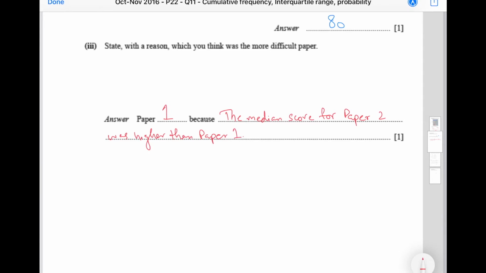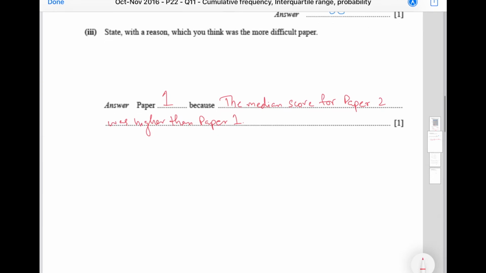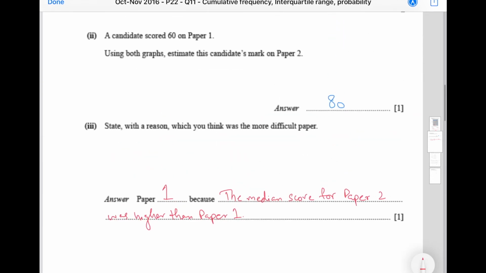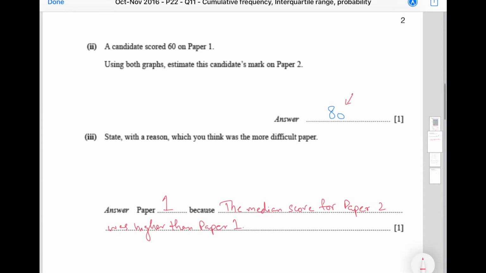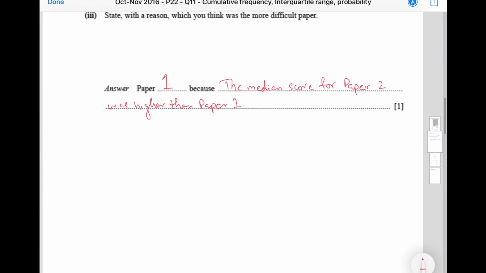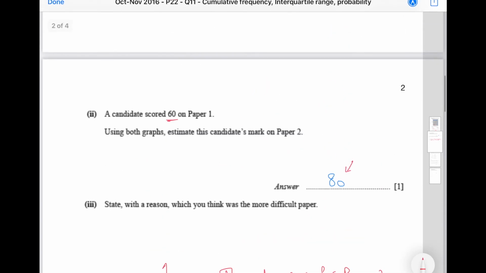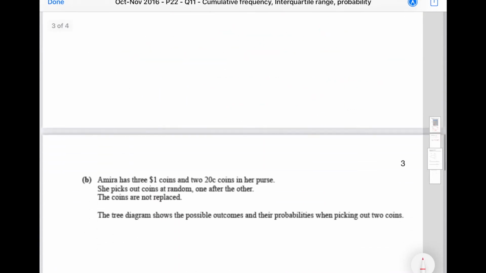There must be other reasons. So one of the reasons that besides that I can highlight is that if you look at this value over here, this was 80 marks compared to 60 marks on paper 1. So this is also one of the reasons. So you can also refer to part 2, as it shows that paper 2 was easier than paper 1. Paper 1 is more difficult. Let's move on.